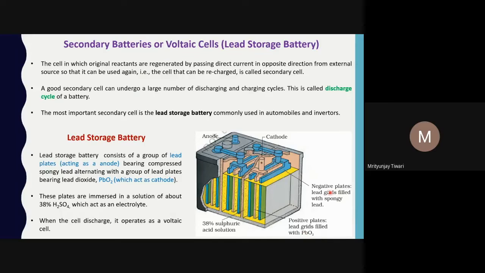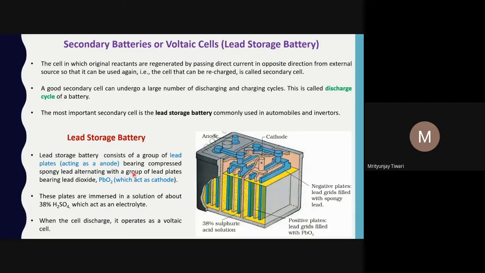The negative plate, if I am saying negative plate, what does it mean? What polarity does the anode get in the galvanic cell? The negative polarity. So from here itself I can get that the lead grids are used as anode, and the positive plates, PbO2, are used as cathode. And you can see there are many such plates parallel to each other. So one can consider one part as one cell. There are many such cells, thus it can be called a battery.